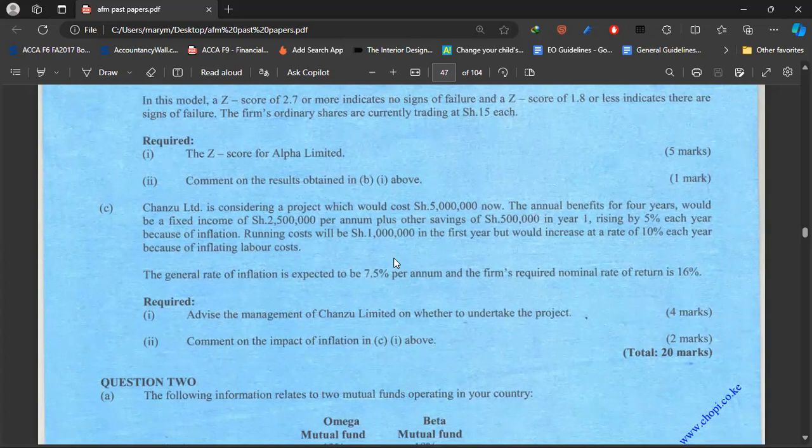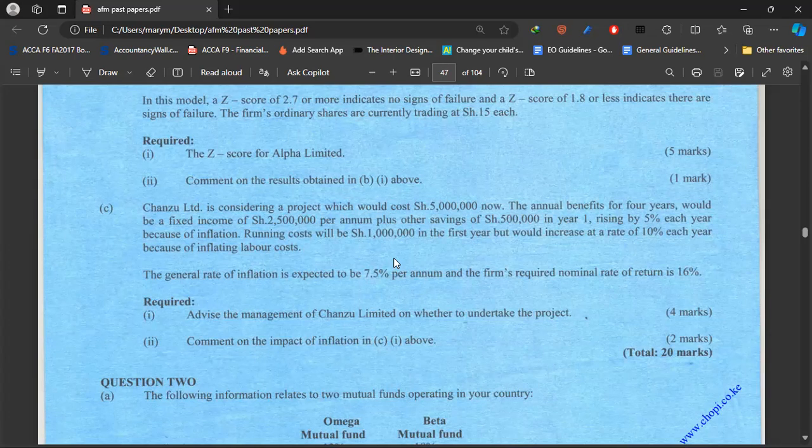Chanzo Limited is considering a project which would cost 5 million now. The annual benefits for 4 years would be a fixed income of 2.5 million per annum plus other savings of 500,000 in year one, rising by 5% each year because of inflation.